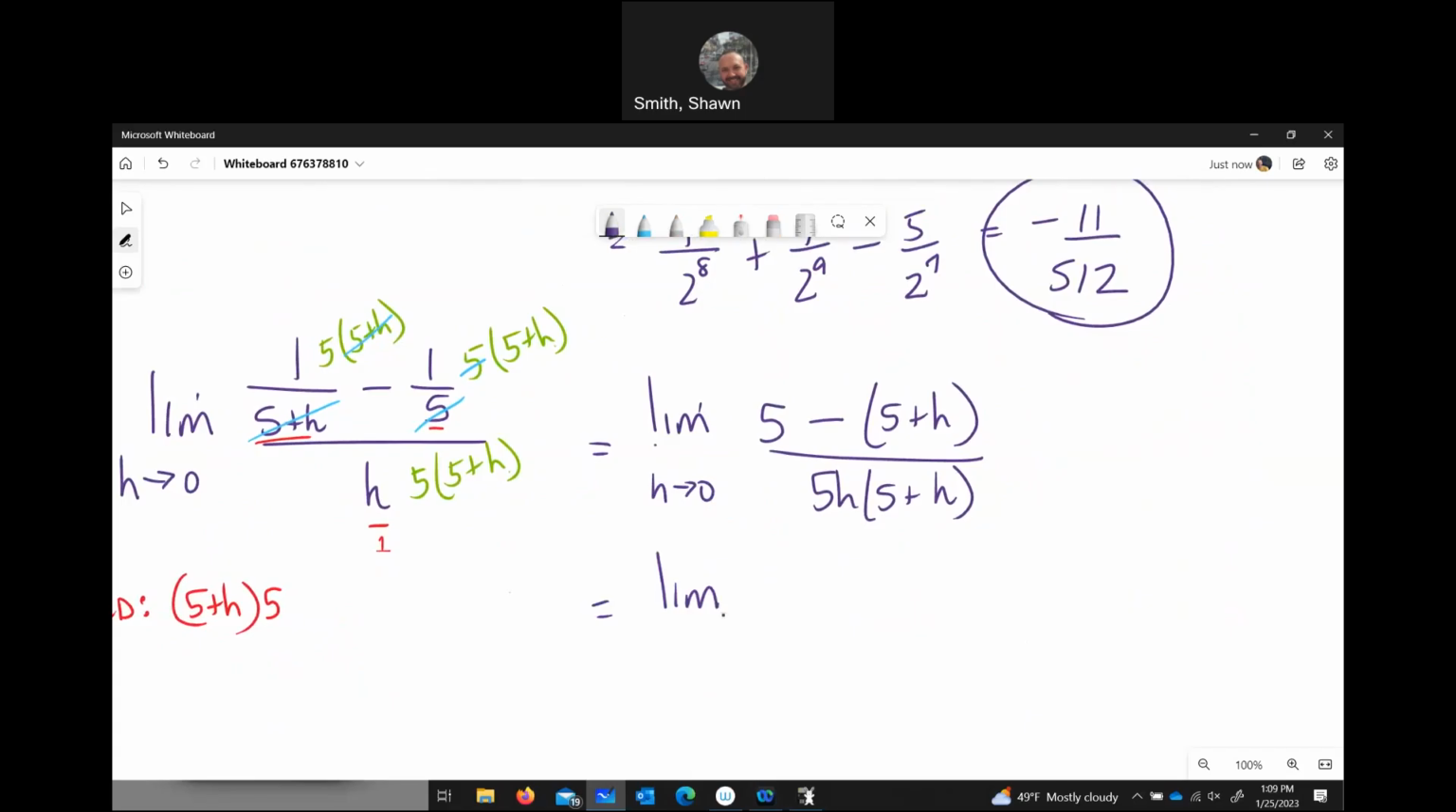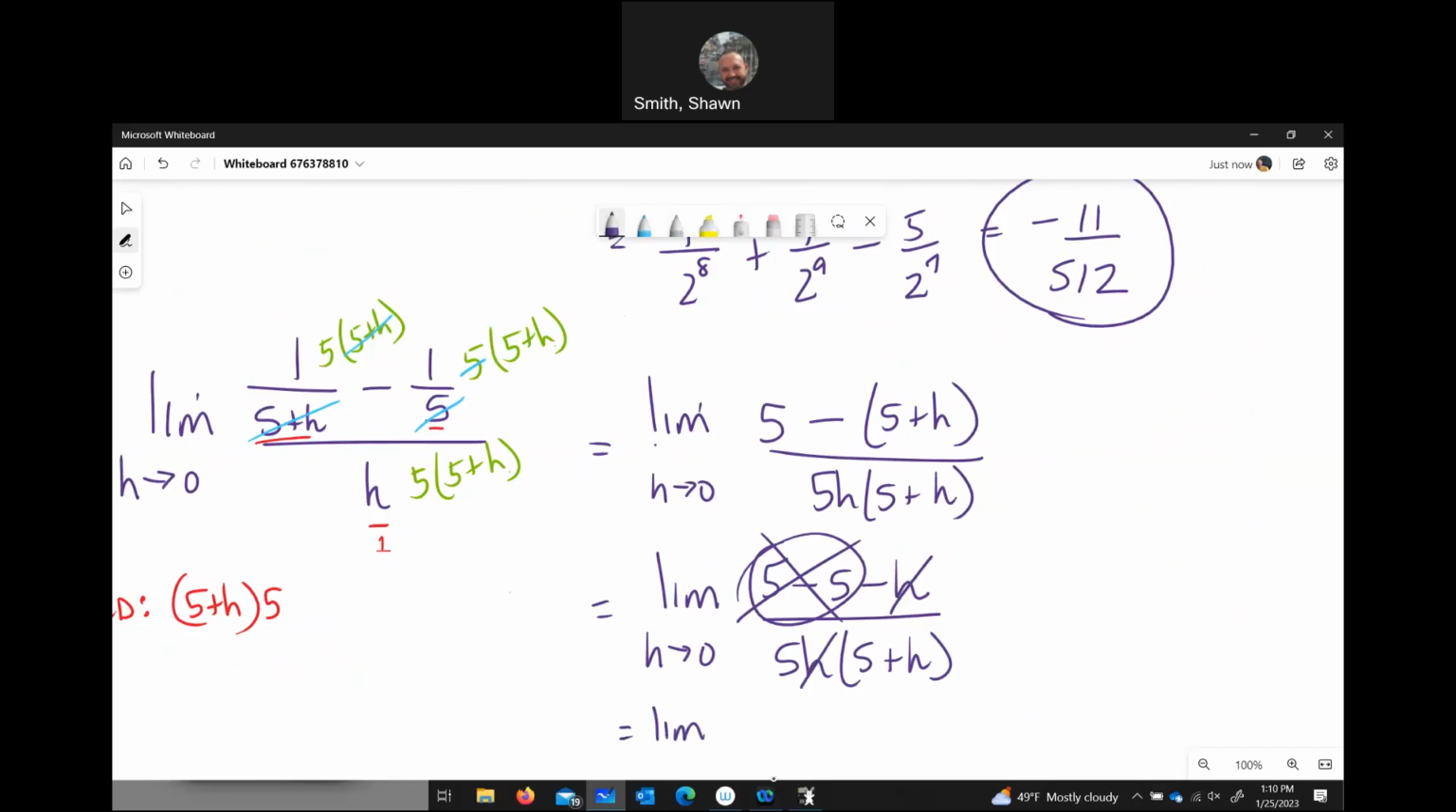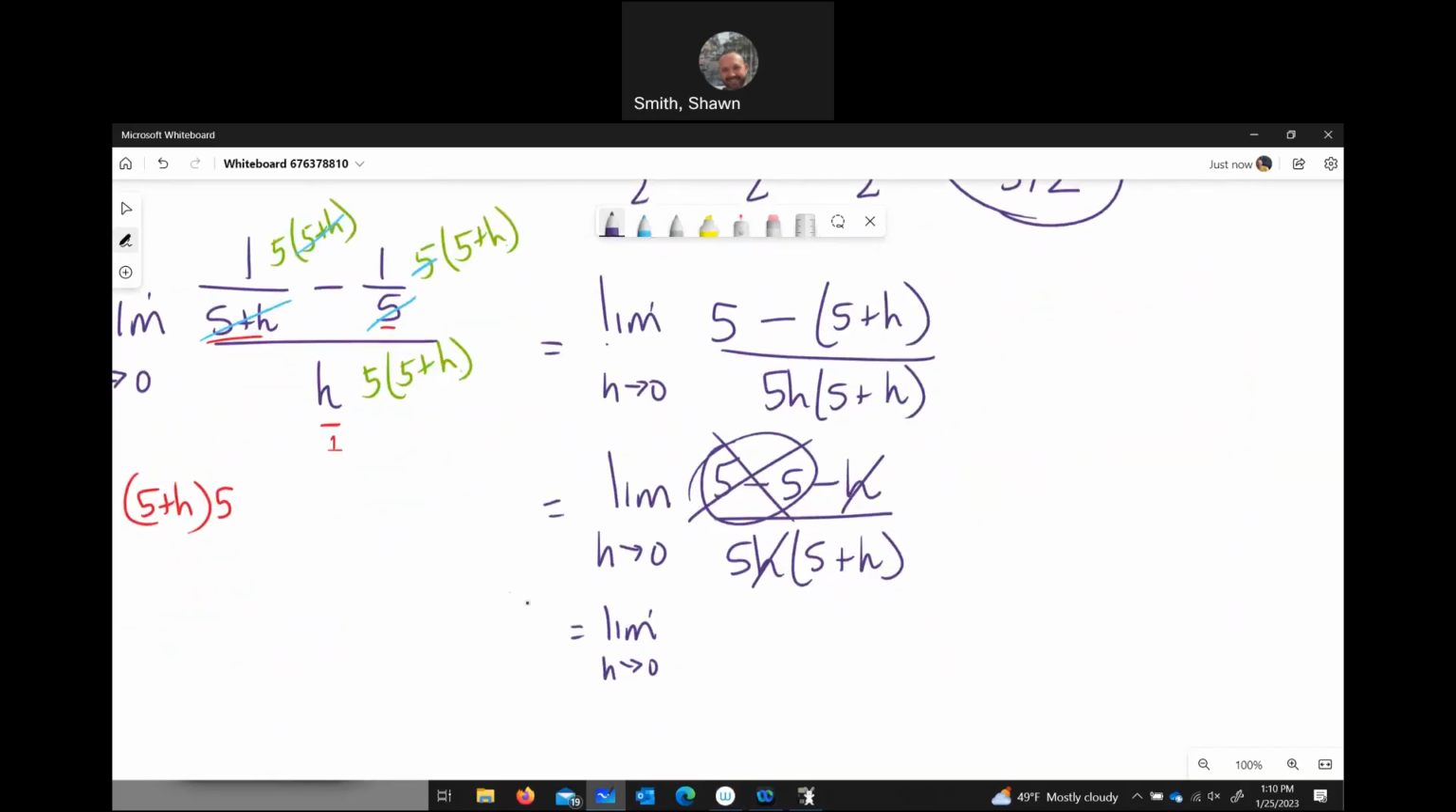Simplify the numerator. Distribute across, you would have 5 minus 5 minus h over 5h times 5 plus h. 5 minus 5 goes away. An h in the numerator cancels with an h as a factor in the denominator. That's what we want it to go. We want that h factor to disappear down there. So we got -1 on the top, 5 times 5 plus h on the bottom.